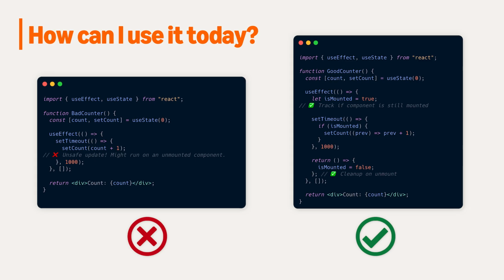So now in the second example, we're looking at an example of a counter that you have in a component. And the problem with the left example or bad counter is that it's an unsafe update because there's a chance that it may run on an unmounted component if the component had been previously mounted and it started. Whereas the good counter example tracks to make sure that the component is still mounted and does explicit cleanup to ensure that the counter is not actually running when the component is unmounted.